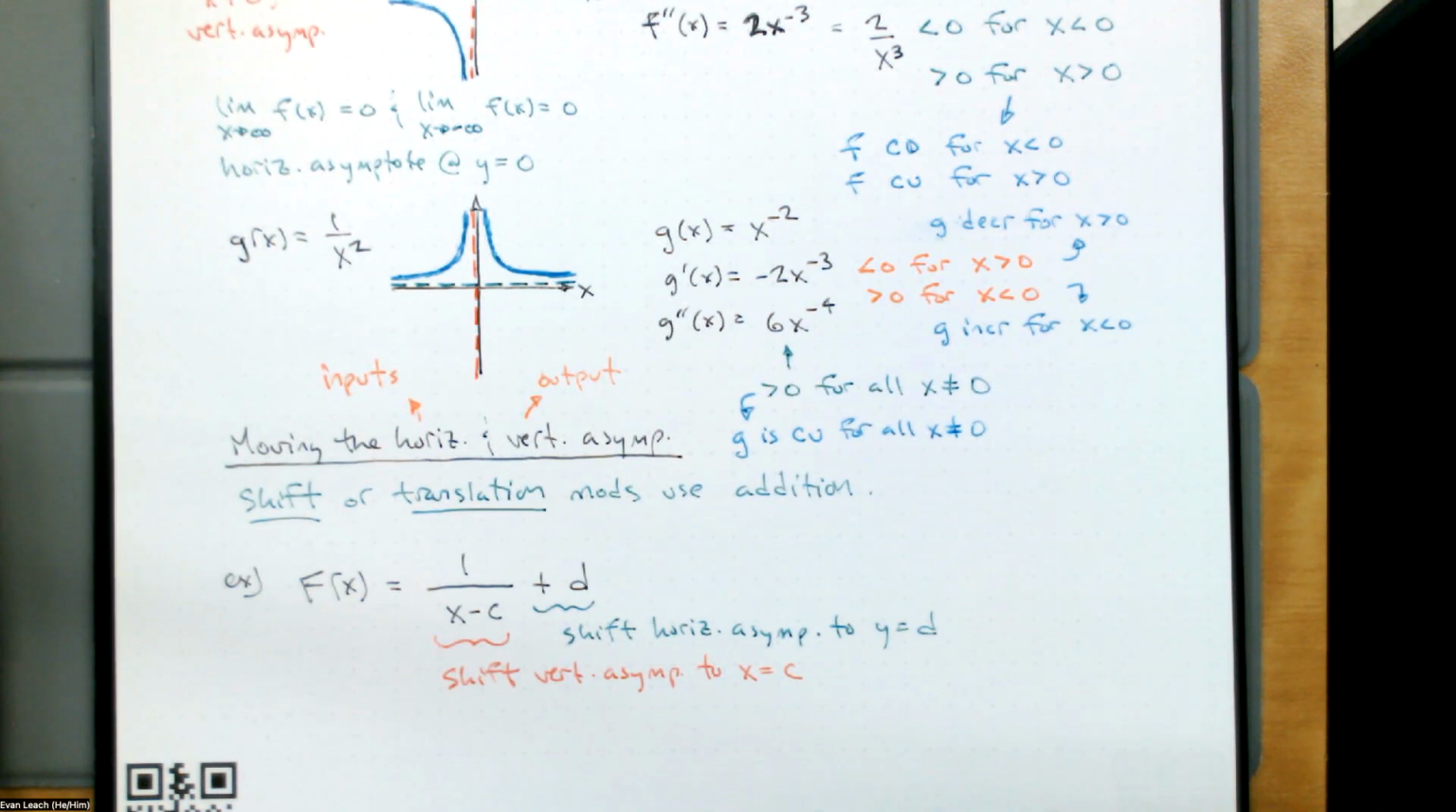Through addition and subtraction, we shift a graph. If we add or subtract from the input, we're going to move things left and right. If we add to the output, we move things up and down.